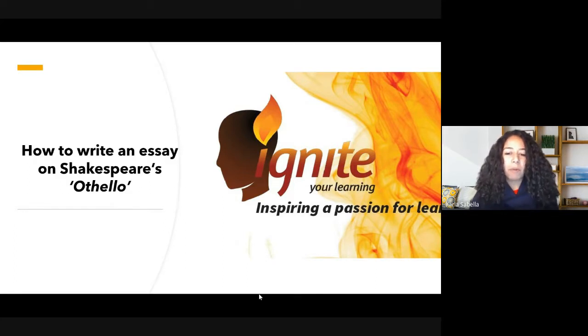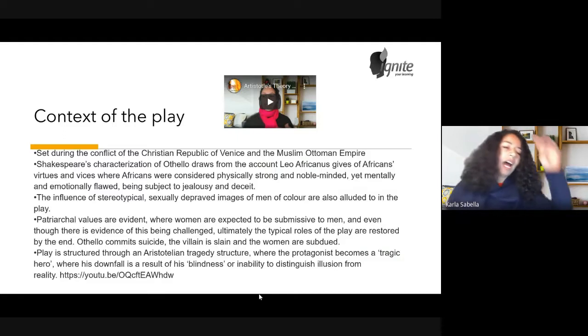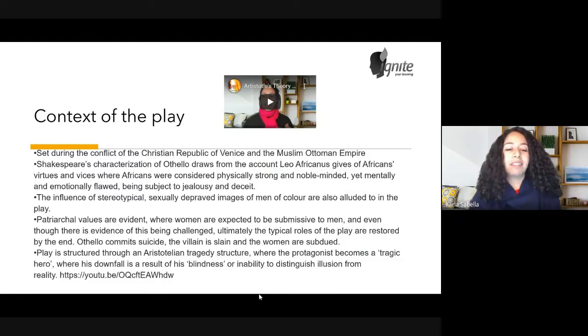So we're going to start off looking at the context of the play. A couple of quick things. You don't need to mention a lot about this, but it's good to note. To start with, it was set during a particular conflict, so we've got this backdrop of war going on. But the main parts of context that I think work really well, particularly in relating this to a modern audience, is to look at the characterization of Othello.